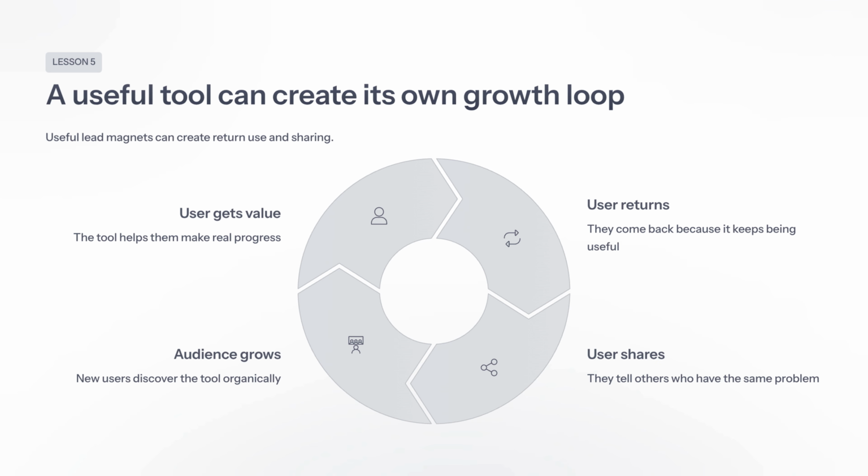And that brings us to lesson 5. A useful lead magnet can help grow itself. Most lead magnets are one and done. Someone downloads the thing, maybe uses it, maybe doesn't, and that's the end of the interaction. There's no built-in reason to come back, no natural loop, and no real way for the lead magnet itself to create more reach. But an online tool can.